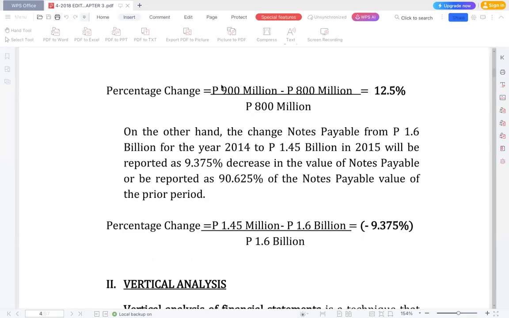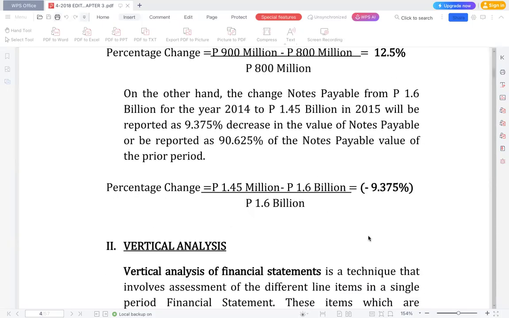Current year, 900 million. Prior year, 800 million, divided by prior year. So that's 12.5%. On the other hand, the notes payable went from 1.6 billion for year 2014 to 1.45 billion in 2015, so it decreased by 150 million. So 1,450 less 1.6, divided by 1.6. So this is a percentage decrease of 9.375%. So that is for horizontal analysis.